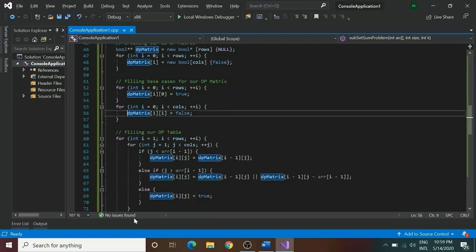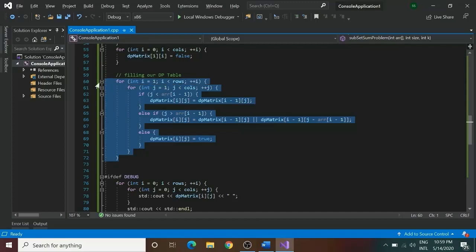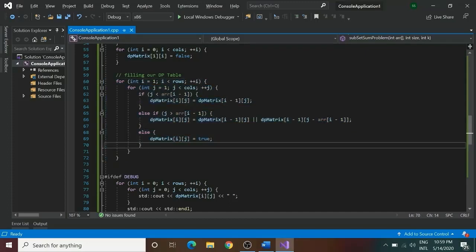Now these are the two nested loops which would be filling our DP matrix, or the remaining part of our DP matrix. And how do we fill it? We will discuss it now.